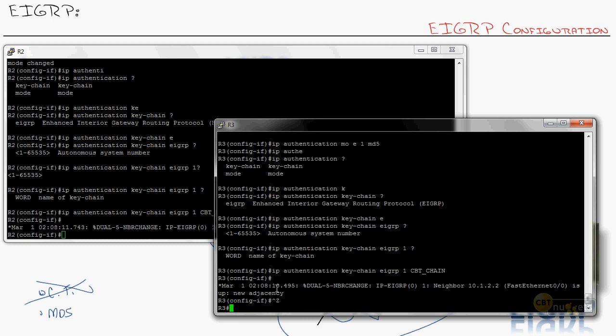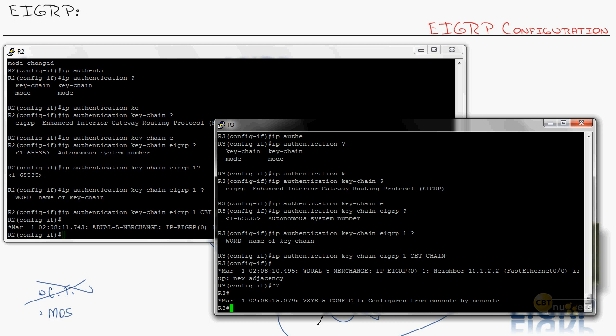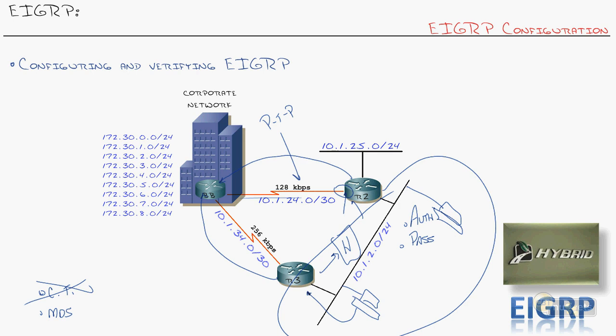So adjacency came up, and now we are using authentication. Again, this is good. We're authenticating our neighbors, at least where it matters most. Now, does it hurt to configure authentication here?